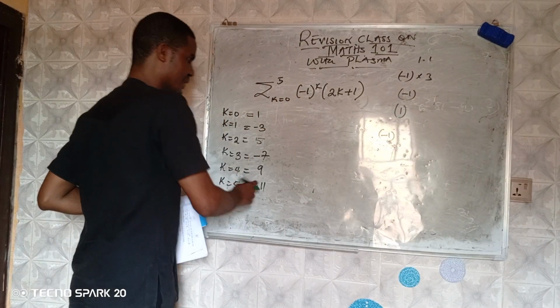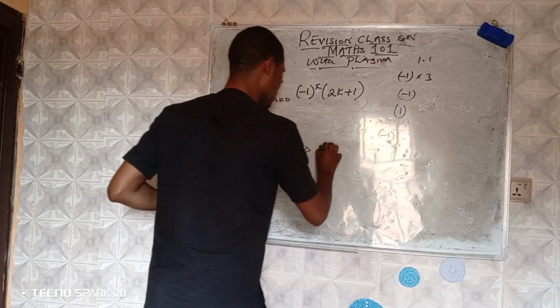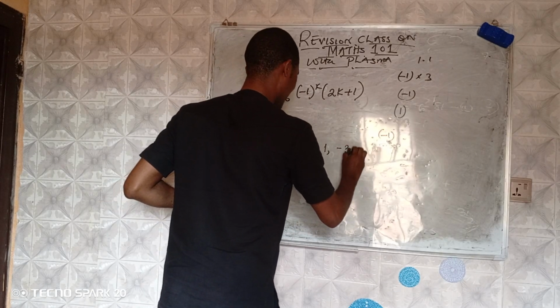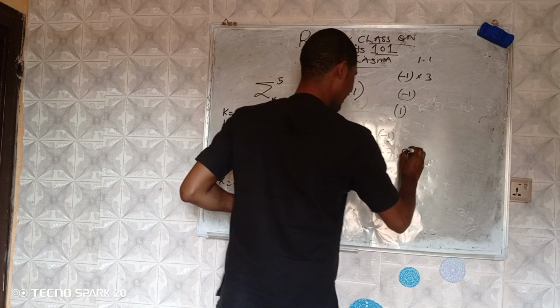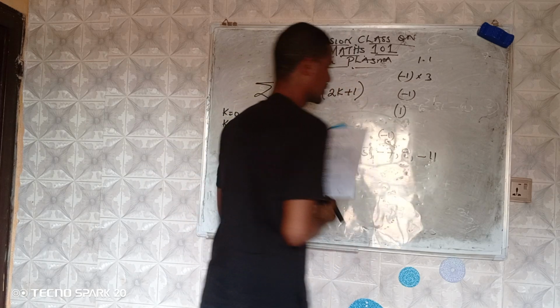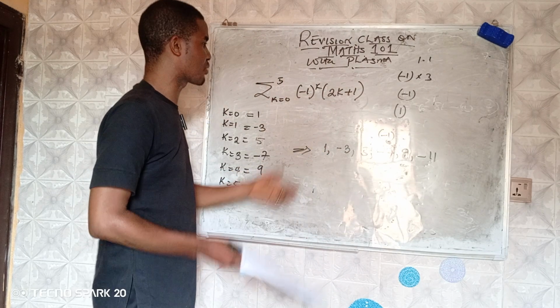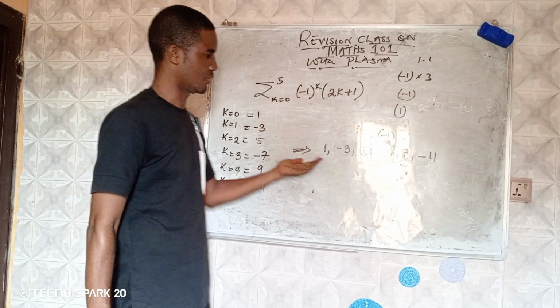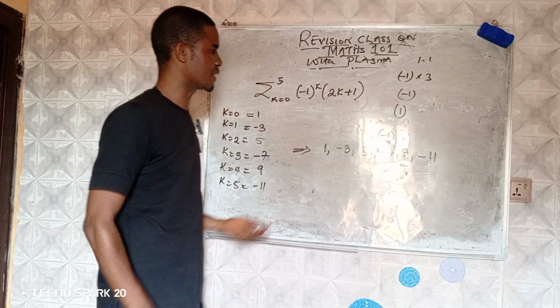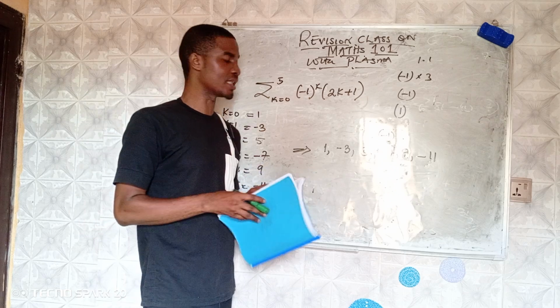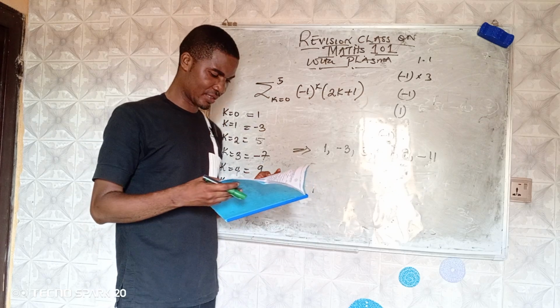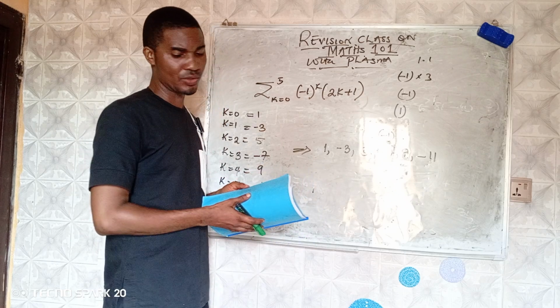Minus 11. So I'm going to write it out: 1 minus 3, 5 minus 7, 9 minus 11. This is what they want us to add. This is what we call summation notation. Okay, this is one example of summation notation. And we end AP and GP on this note, so we'll enter another topic.